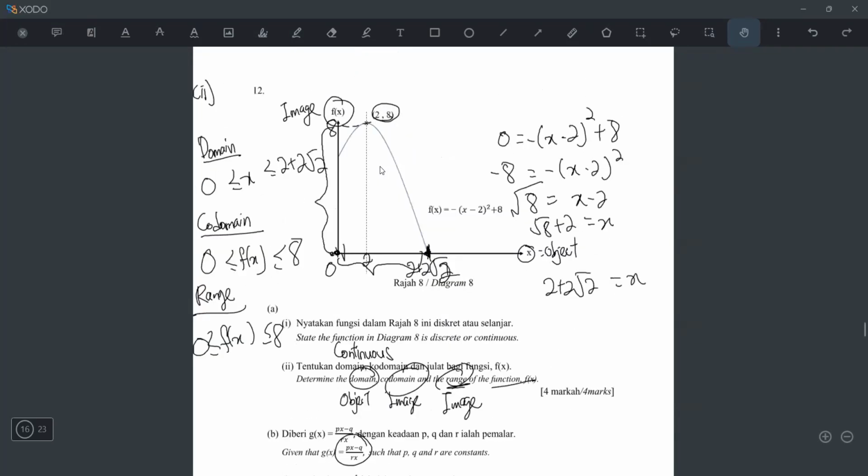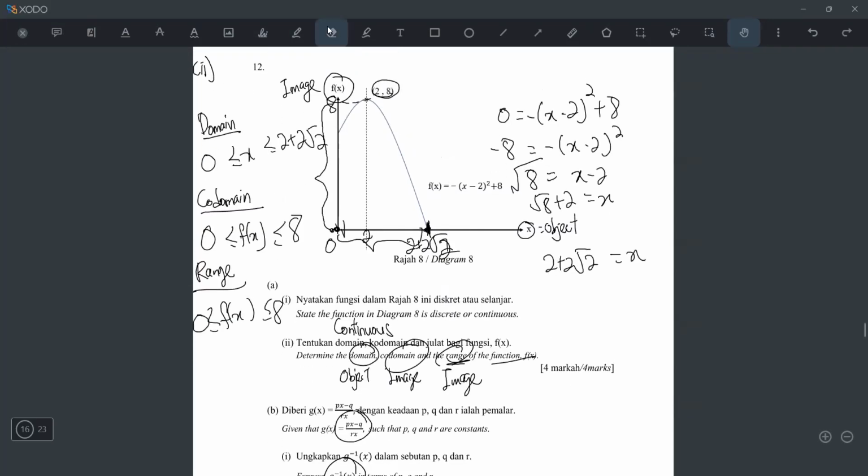Okay, here it is. So let's look at this question. Look at question 12A. State the function in diagram 8. Is it discrete or continuous? And the answer is continuous.